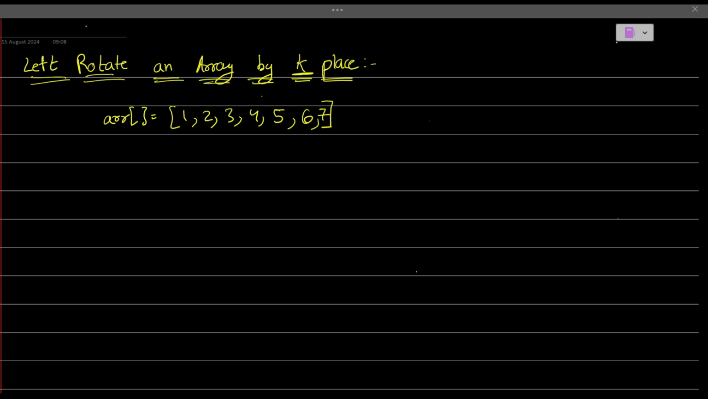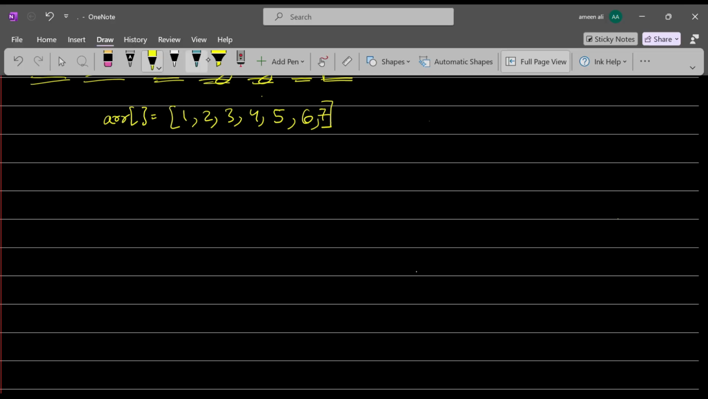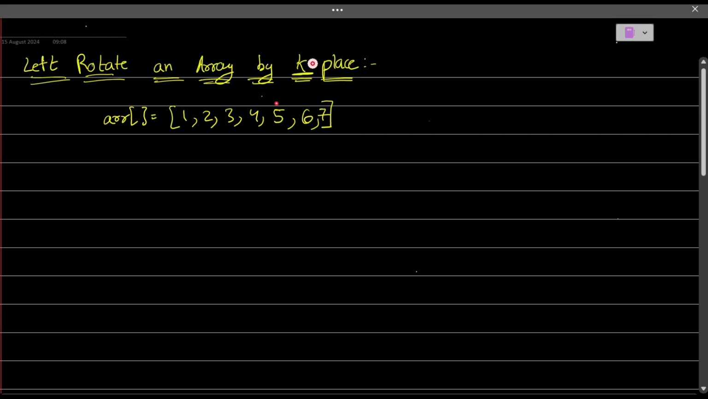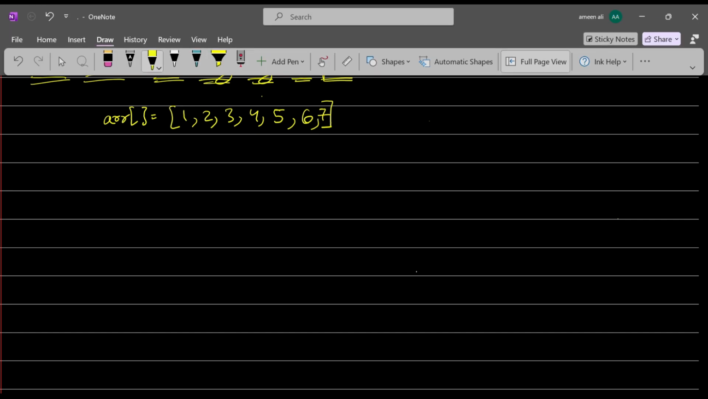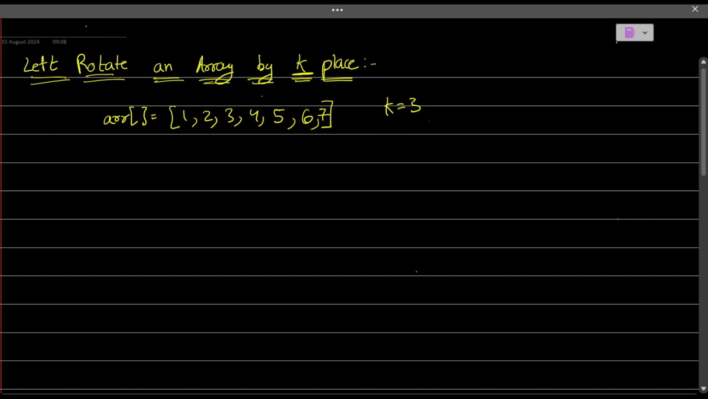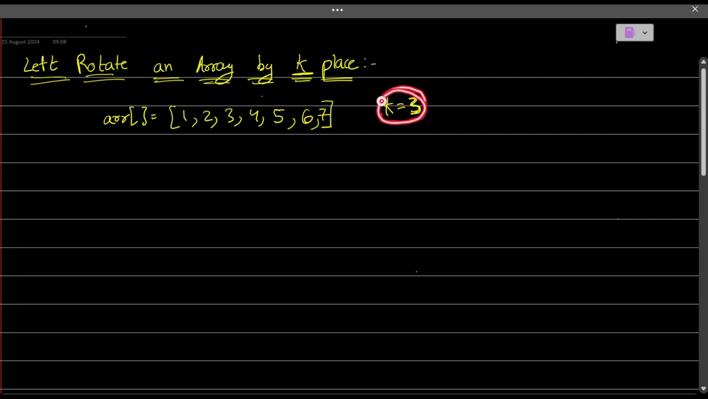So now we are going to learn left rotate an array by k places. Here the k given is k equals to 3. So what the question is saying is we need to left rotate the first three elements.